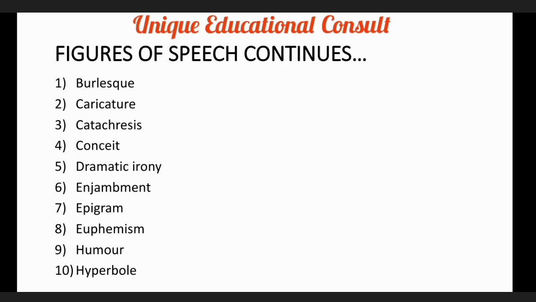Conceits can also be called wit, W-I-T. An example of this is seen in Wole Soyinka's Telephone Conversation. I read: "But madam, you should see the rest of me. Madam, I plead, wouldn't you rather see for yourself?" These two lines are from Telephone Conversation, written by Wole Soyinka.